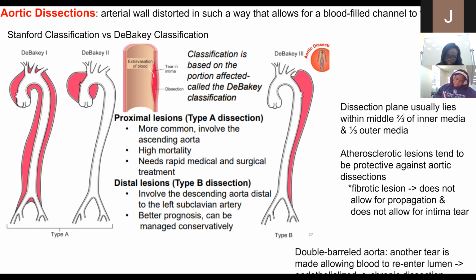A big thing too that they did ask, it's not even in your slides, I think he said it. I had to write it down, and I was glad I did because they did ask this part. The dissection plane, how does it usually happen? Usually it's within the middle 2/3 of the intermediate and 1/3 of the outer media. Do I understand that completely? Not really. I memorized that. I don't really know how else to do it, but it's mainly in the intermediate. Just think of it like that one's the most affected by a dissection, and then the outer media just ends up getting dislodged too, but it's like 1/3 of it.